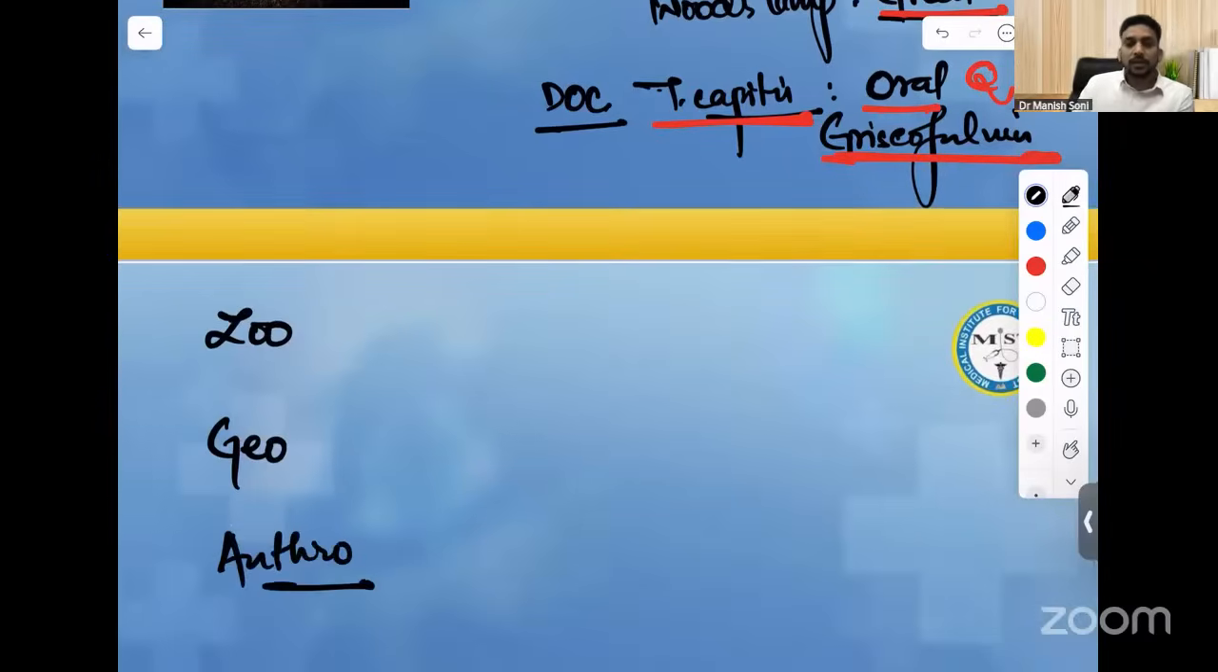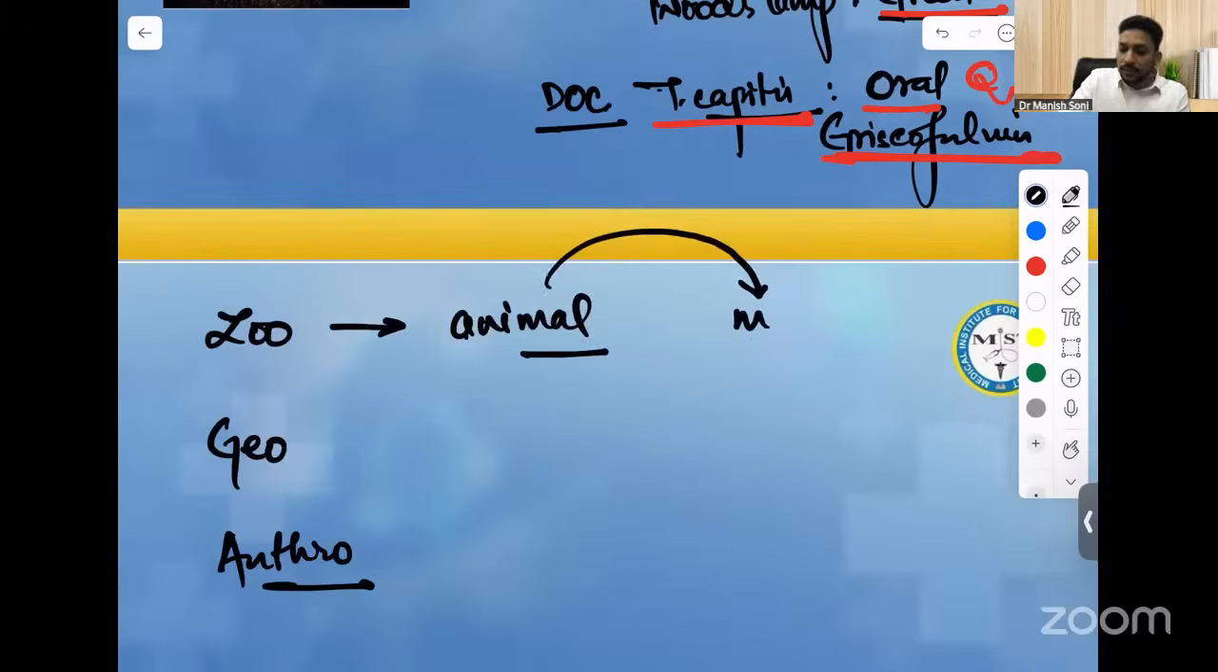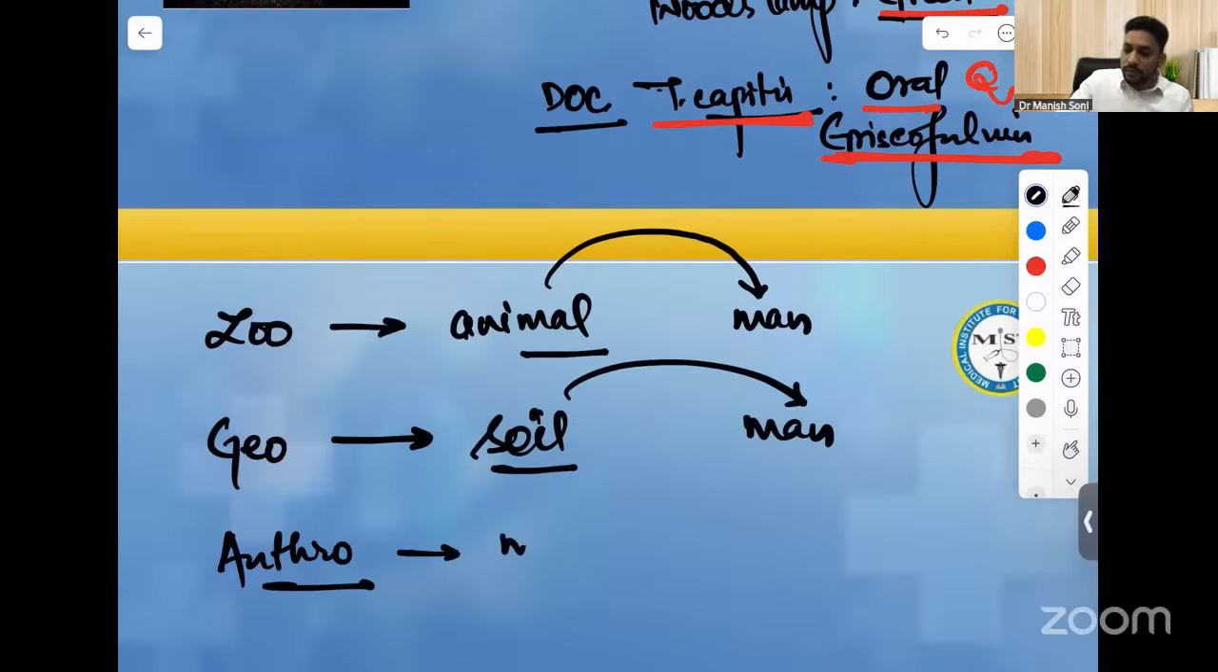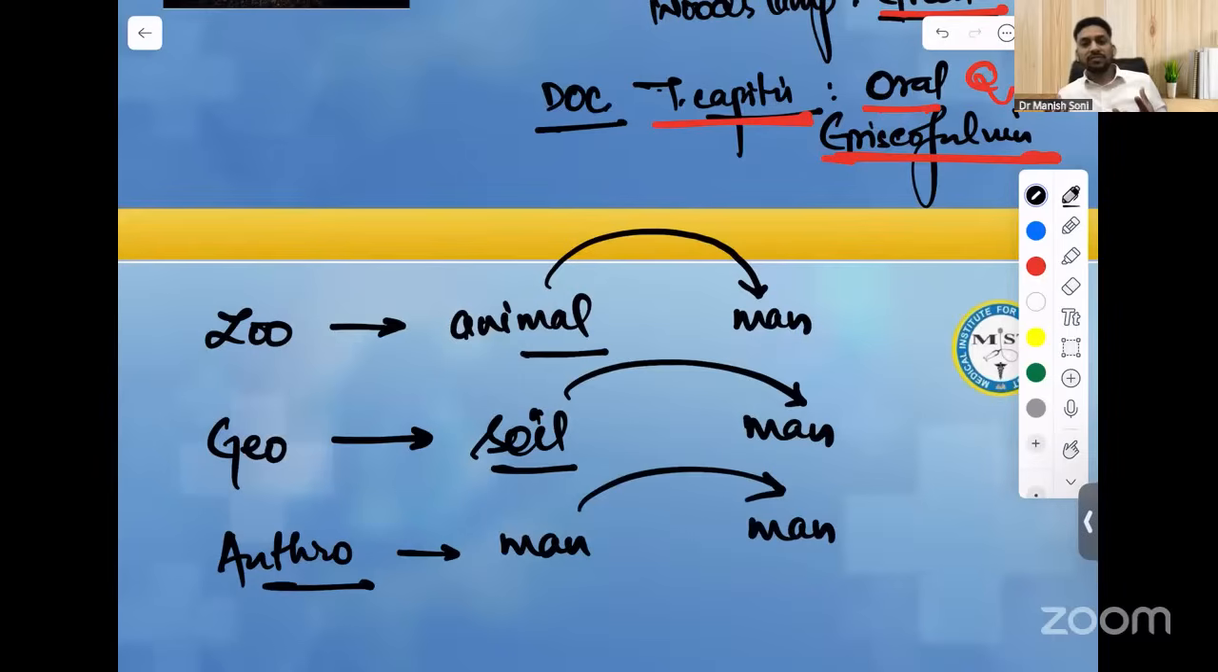Zoophilic, when zoo, animals live in zoo. So when the infection happens from animal to man. Geo means soil. So from soil to man. And anthropophilic, when man to man. So this tinea infection, which is caused by dermatophytes, is spread via three ways, either from animals or from soil or from man to man.